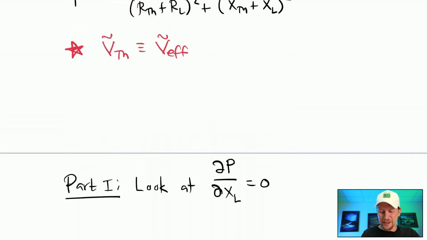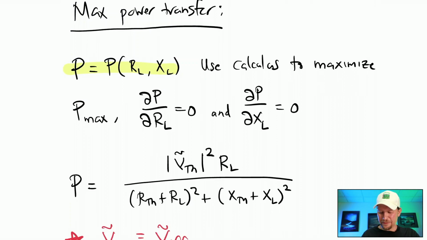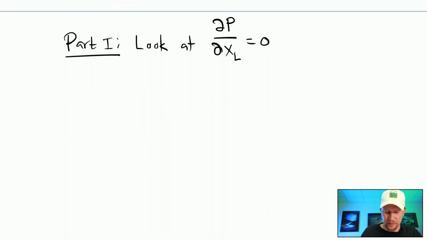Now, the reason I chose this first should become abundantly clear, and it's because notice that the load reactance appears there and only there. It's nowhere else in the equation. However, if you take a look at the load resistance, notice that it appears in the numerator and in the denominator, thereby complicating our partial derivative. So let's go for the low-hanging fruit first. Let's take the easier of the derivatives, then set it equal to 0 and see what that does for us.